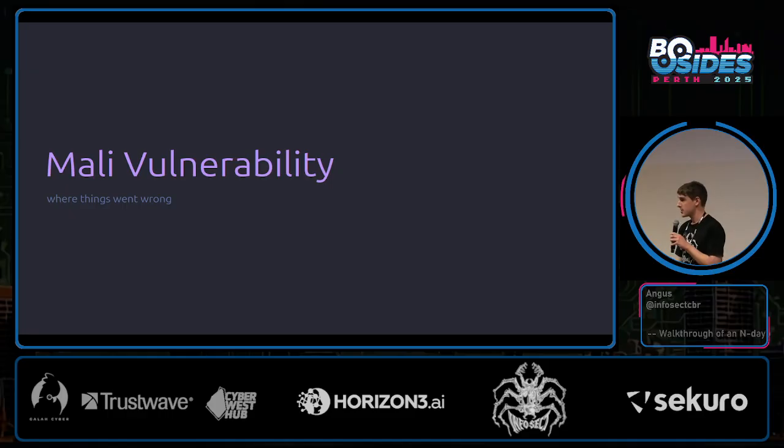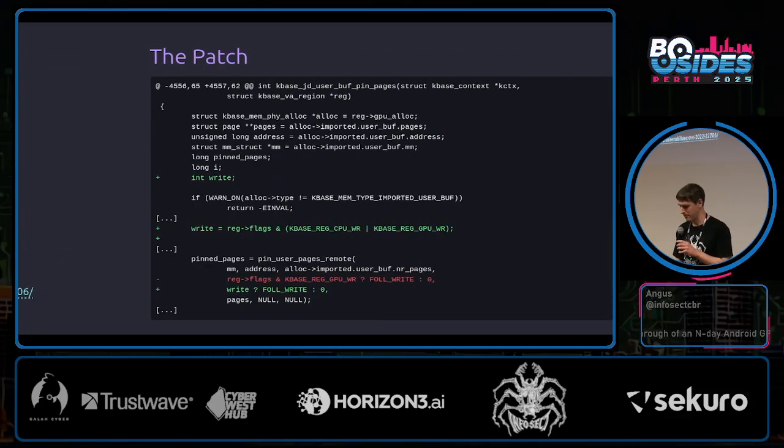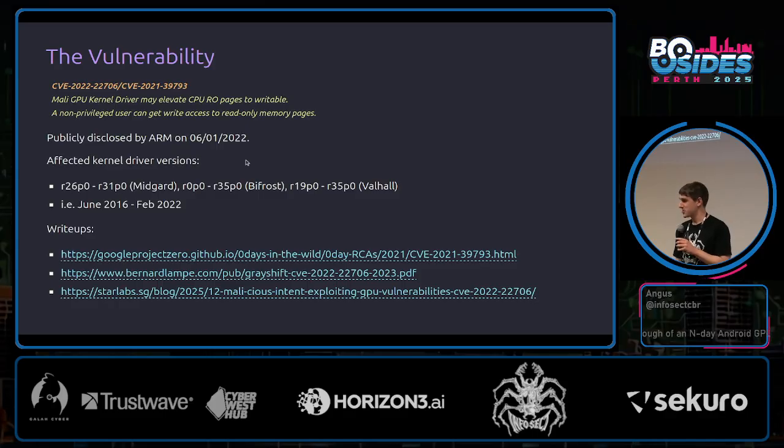Okay, so let's have a look at the vulnerability. The vulnerability is called CVE-2022-22706. The description is quite short and not very descriptive. It says, Mali GPU kernel driver may elevate CPU read-only pages to writable. A non-privileged user can get write access to read-only memory pages. It doesn't tell us where the bug is, how it works, anything like that. So we're going to have to dig a bit more.